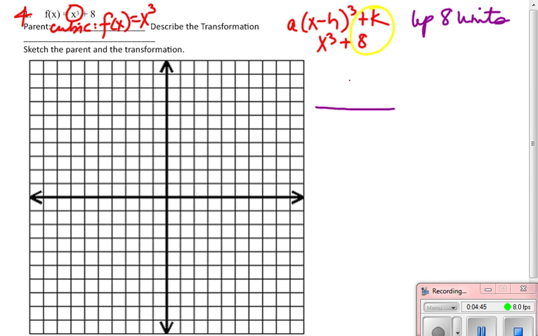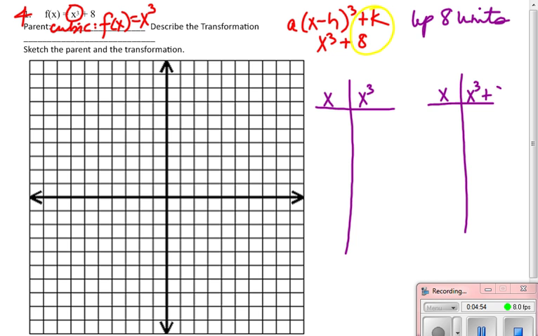So the other nice thing that you can do is you can graph a parent and the transformation side by side to see the changes. So if I have 0, 0, if I put 1 in, I get 1, minus 1, I get minus 1, 2 and 8, minus 2, minus 8, my key numbers. So that graph, 2, 1, 2, 3, 4, 5, 6, 7, 8. And you see that key swoop.